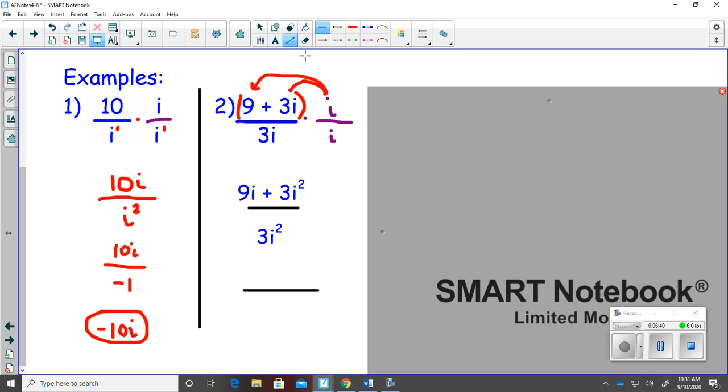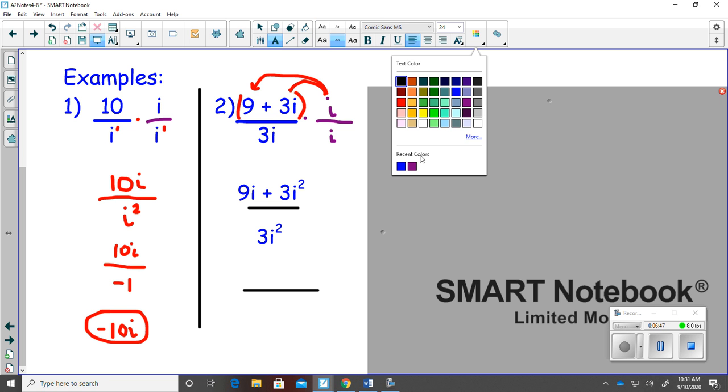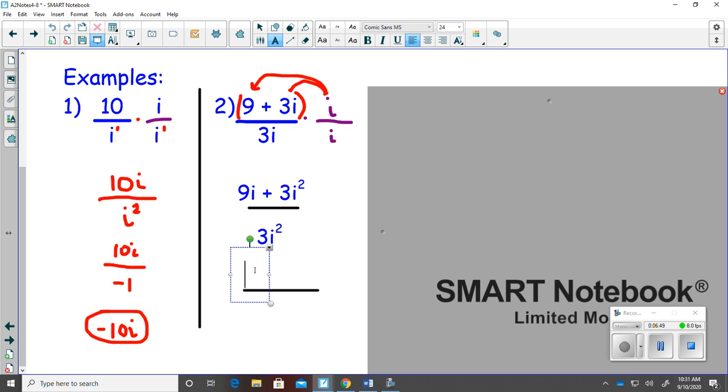Okay, in the next step, notice that we have an i squared showing up. So what we're going to do is drop our 9i down, 9i plus 3, and then change i squared over to -1. In the denominator, same deal. It's going to be 3 times -1.